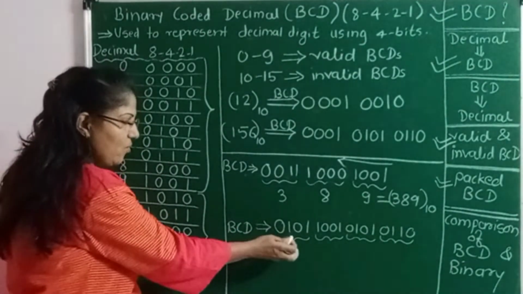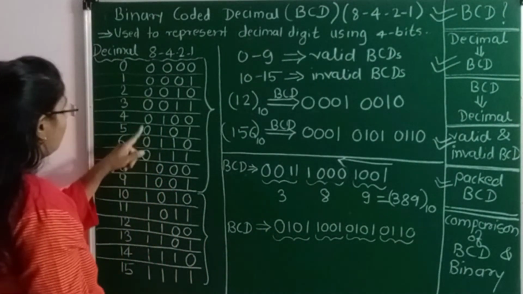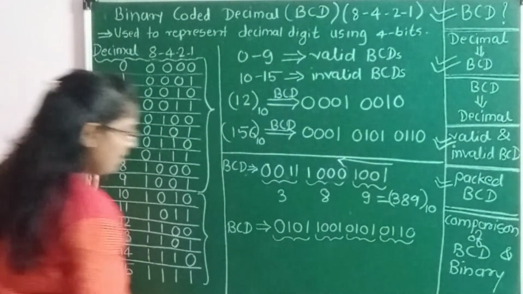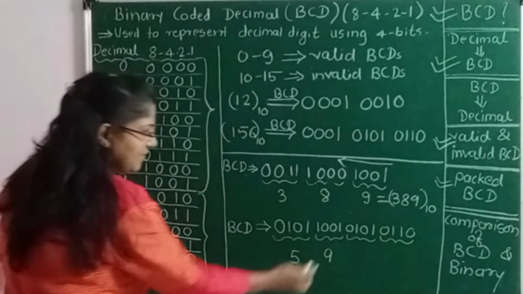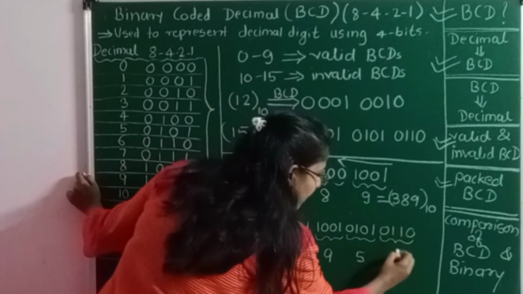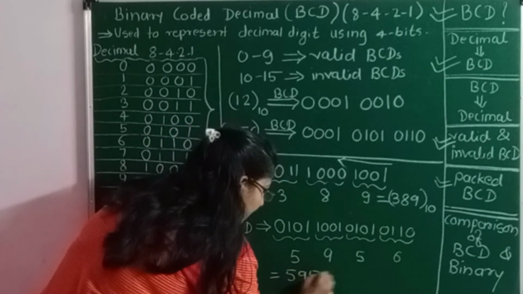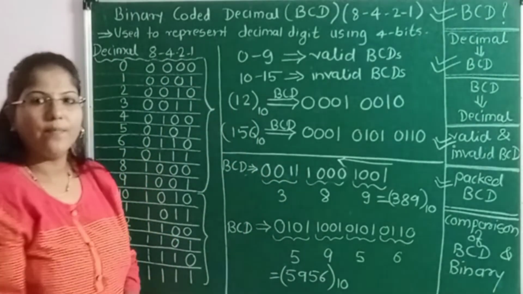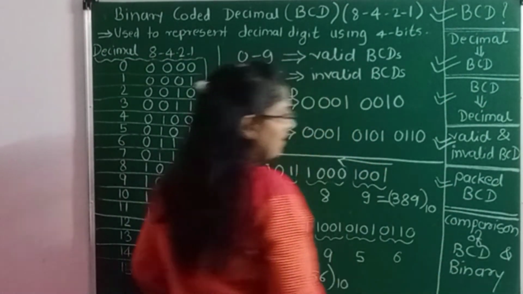Now replace each group by its equivalent decimal. 0101. What is its equivalent decimal? That is 5. Next 1001. This is 9. Then 0101, again it is also 5. Last one is 0110. It is 6. So the equivalent decimal is 5956. And as this is decimal, the base is going to be 10. Okay, so we have finished with the BCD to decimal conversion also.